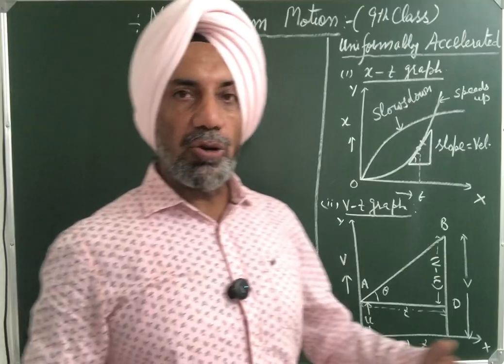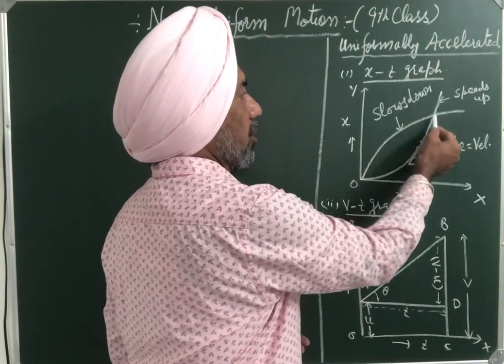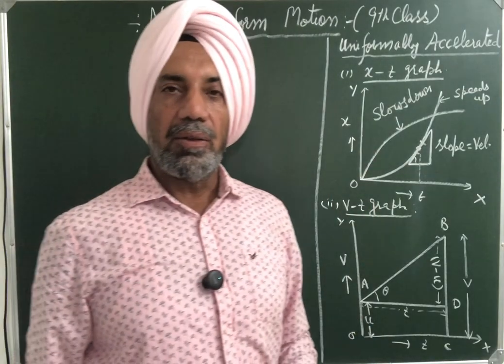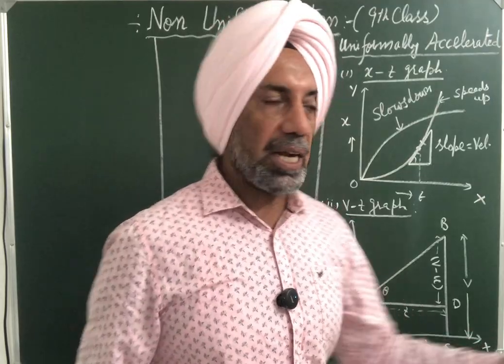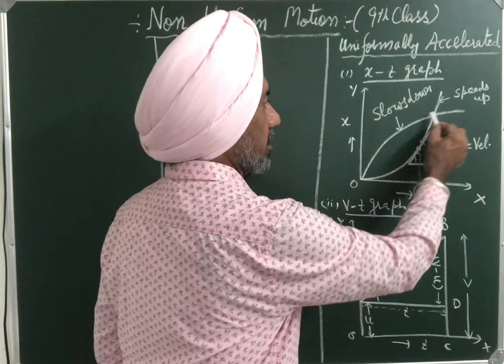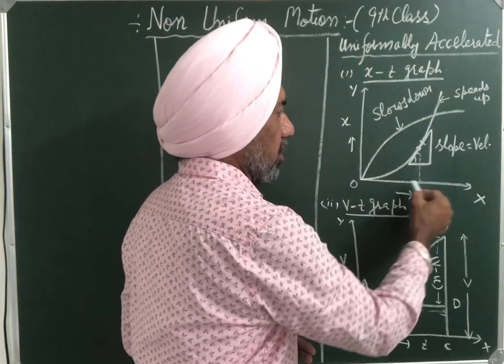When the velocity of the body goes on increasing at a constant rate, we get a parabola like this, which is symmetrical to the y-axis. When brakes are applied, velocity decreases at a constant rate, we get a parabola like this. That is, this parabola is symmetrical to the time axis.